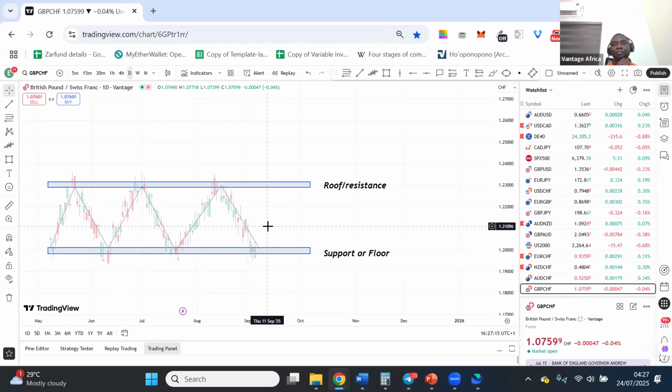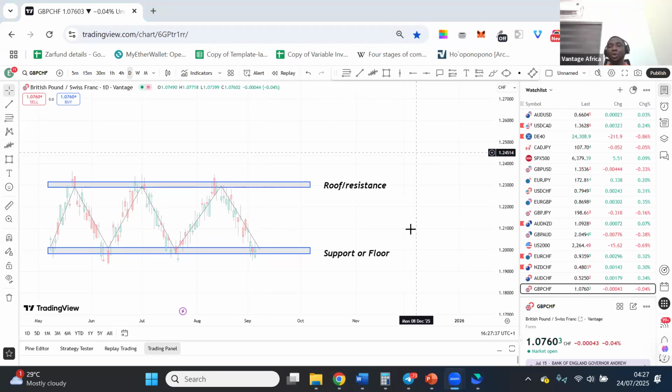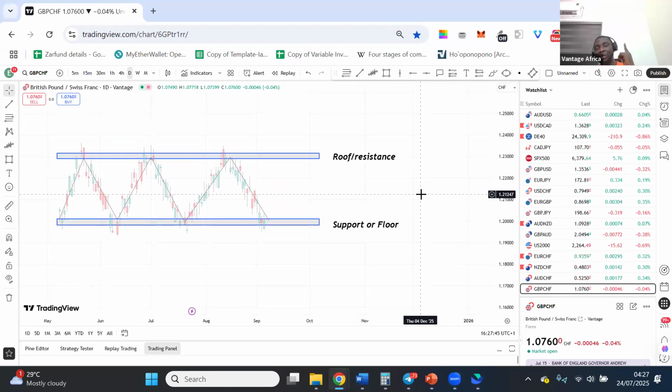We said that when you're in an uptrend, you mostly look for buy trades. When you're in a downtrend, you mostly look for sell trades. But if you're in a consolidation, what kind of trade are you looking for? So what we are always looking for is what kind of trade is going to give us the best opportunity.